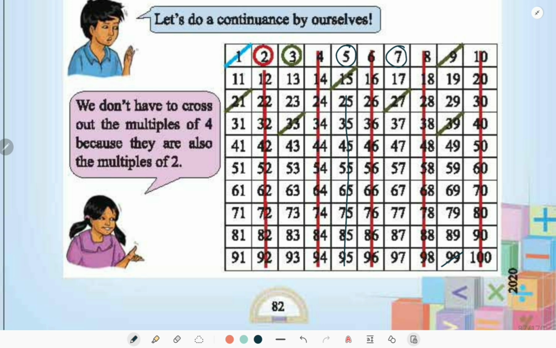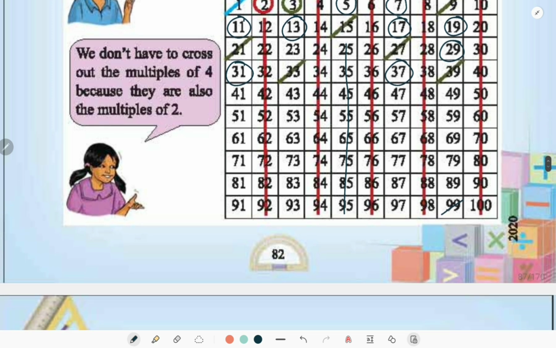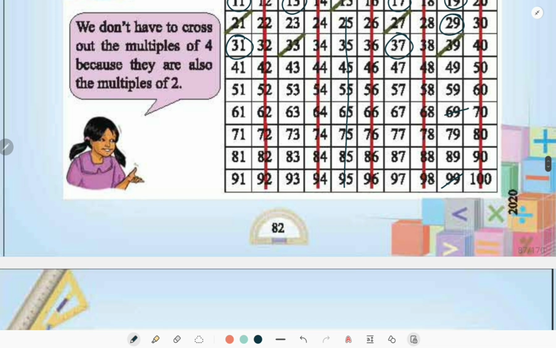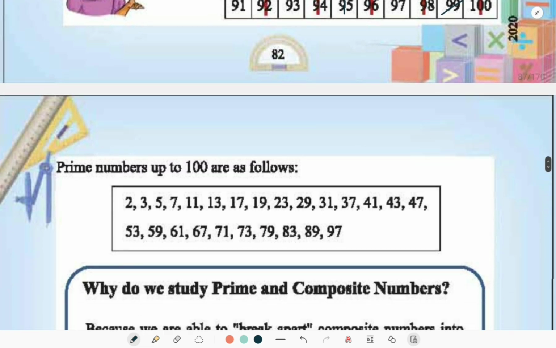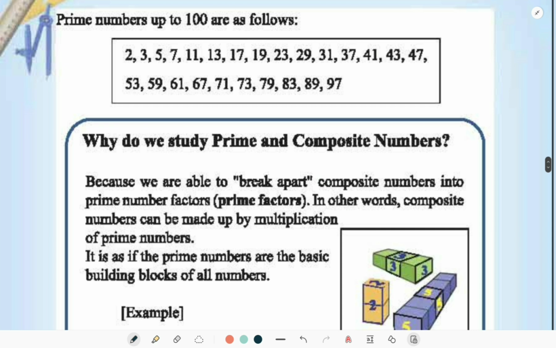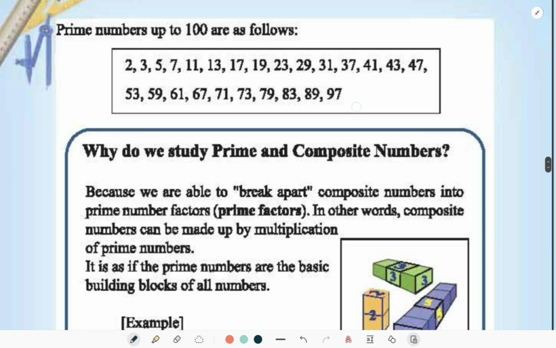2, 3, 5, 7, 11, 13, 17, 19, 29, 31 also prime, and 37, and so on. You have to verify whether they are prime or not. See, 69 is not a prime number since it has 3 as a factor, 3 and 23. So the prime numbers are written here. These are all prime numbers below 100.